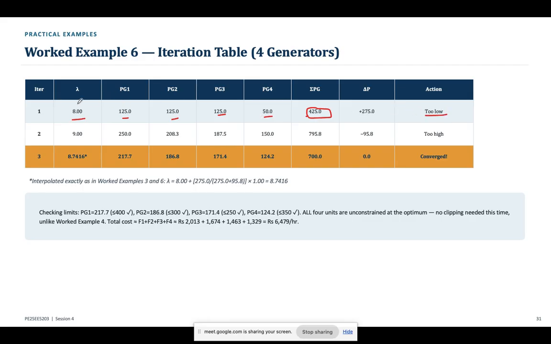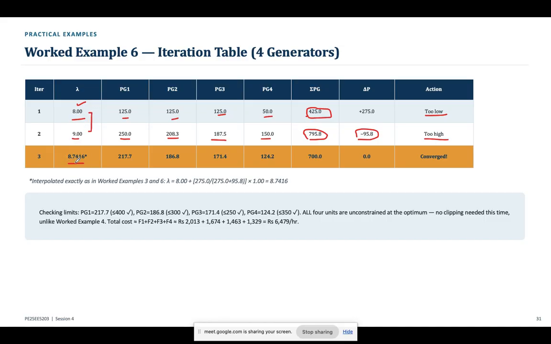You can't choose 8, so you will go for 9 now. When you choose 9, PG1 itself will give you 250 megawatt of generation, then 208 megawatt, 185 and 150. And the total will give 795. You want 700, so this is high. 95 megawatt generation is too high. Then we try to solve for lambda. You will get to know that lambda will come in between these two, 8 and 9, right?